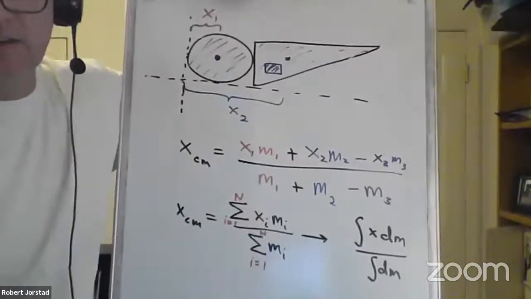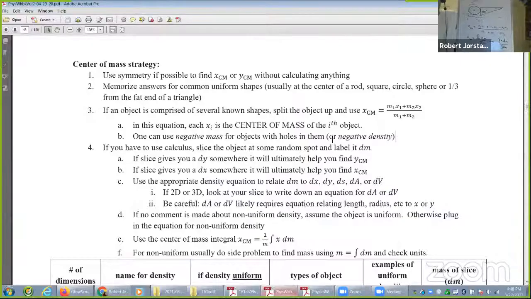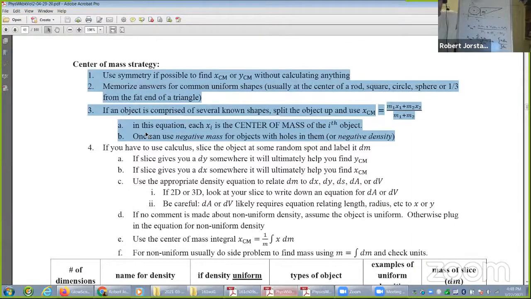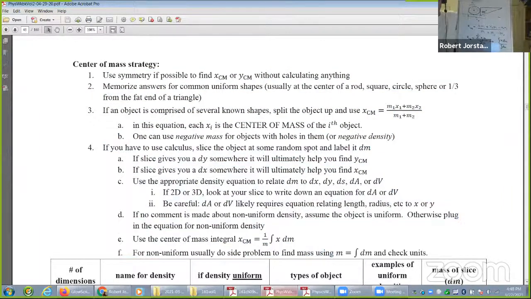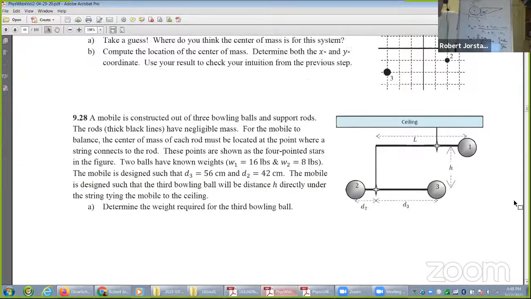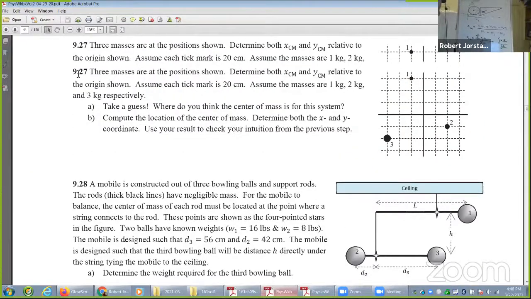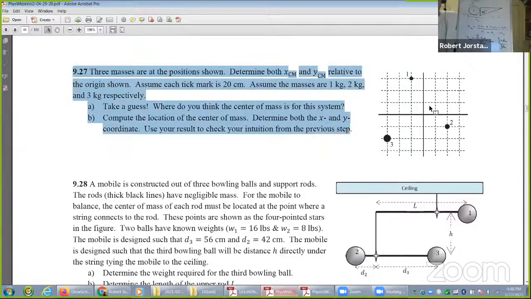Okay, so let's go back. Okay, and so now we're ready to do some examples. After this, if none of these first three bullet points work, if we can't memorize it or build it out of known shapes, we're going to have to use calculus. Let's do that in a minute. Let's start off with a simple one. All right. So let's look at 9.27. And I'm going to make this a little bigger.